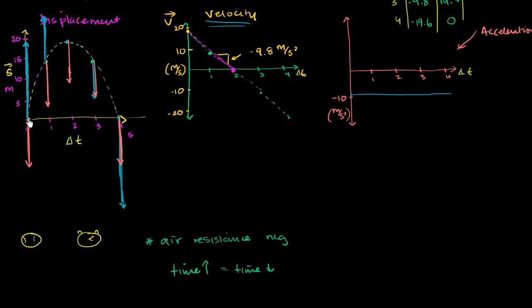Whatever the initial velocity is, it takes half the time to go to 0. And then it takes that same amount of time to now be accelerated in the downward direction back to that same magnitude of velocity, but now in the downward direction.